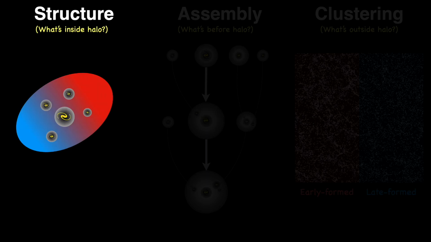The first one is the halo structure, or what is inside a halo. For each halo, we can investigate its radial profile, its non-spherical shape, its rotation, and the substructures.